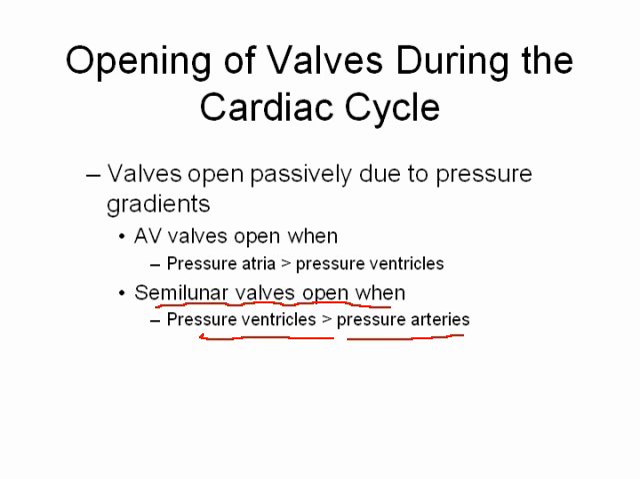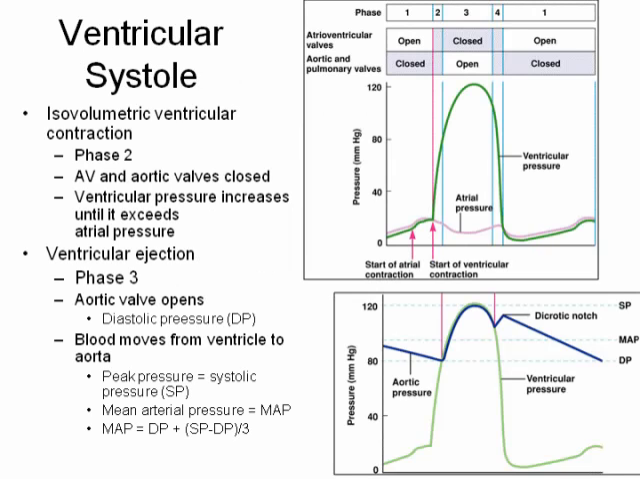They then close when ventricular pressure exceeds atrial pressure, or when the arterial pressure exceeds the ventricular pressure. So it's pressure changes on either side of the valve that's causing them to open or close. So let's look at ventricular systole.